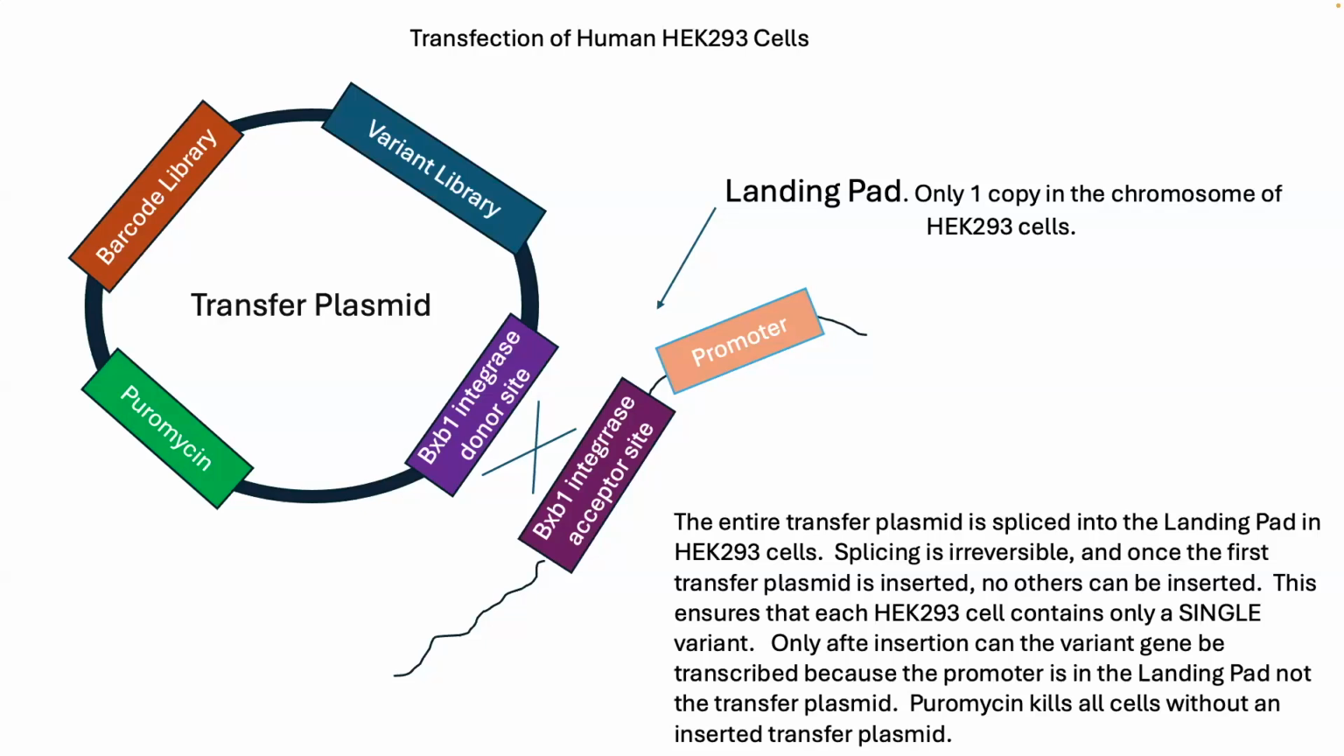And once it goes in, it's irreversible. Another one cannot go in. So whichever variant goes into that cell only expresses that variant and none other. Every cell expresses only one variant, guaranteed. Furthermore, the promoter in orange that drives the expression of the variant gene is in the landing pad. So the variant gene only turns into protein once it's integrated into the chromosome and put next to its promoter. Okay, so every cell expresses one variant protein, guaranteed.